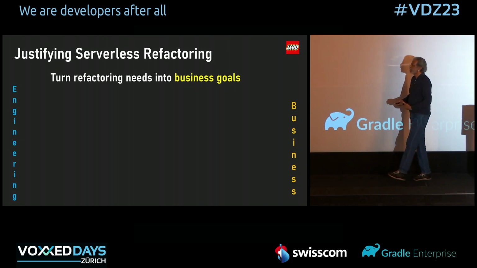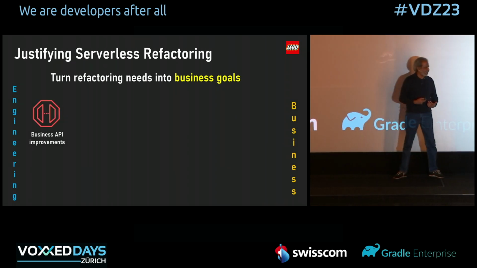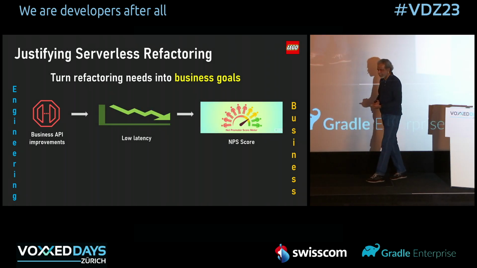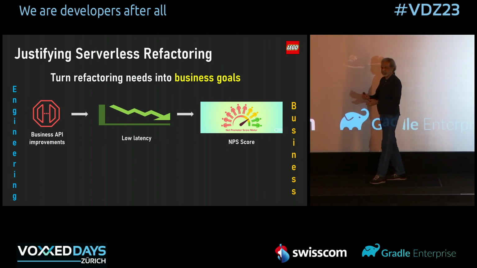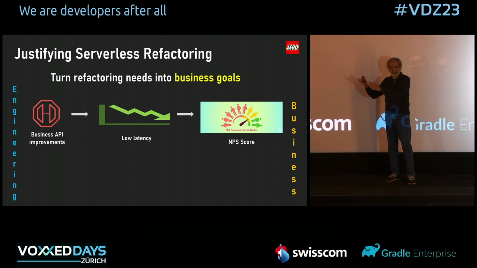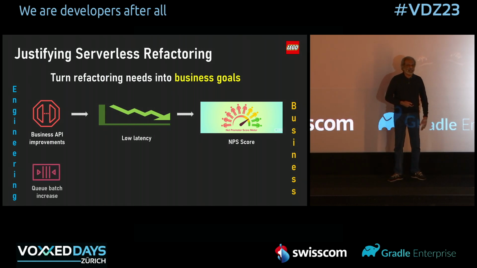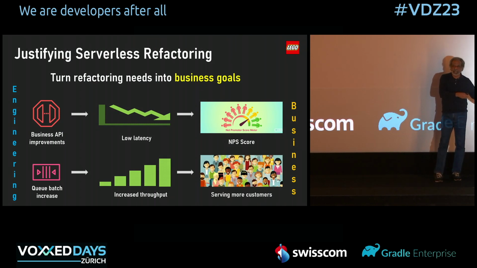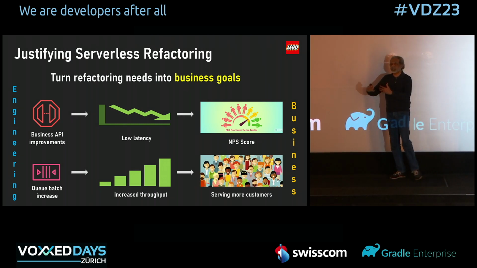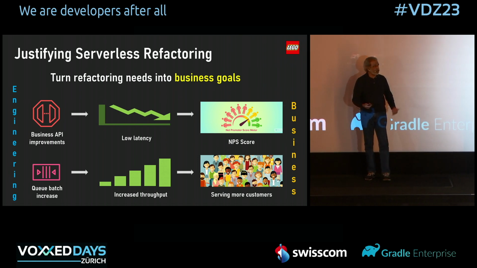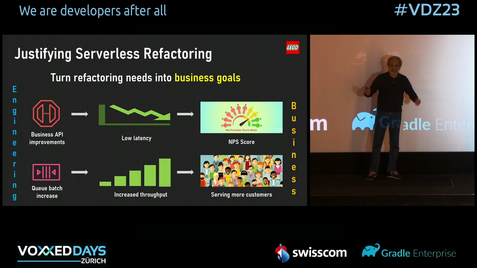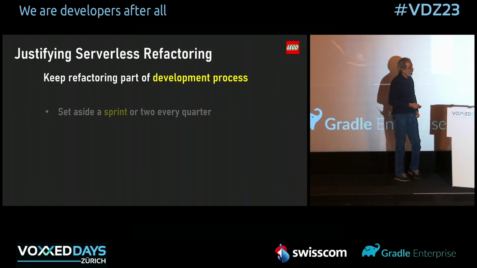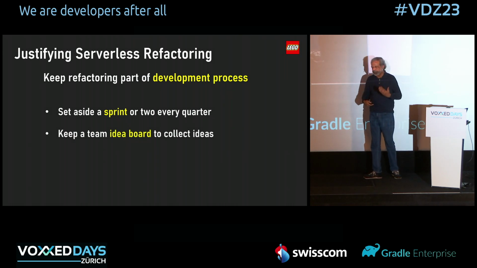Say, for example, if you're introducing a new API capability, what you can say is you're refactoring to reduce the latency. But for business, you can say that it's going to give you a better net promoter score or customer satisfaction. Same way, if you are now batch processing more messages because the cloud service you are using is now capable of giving you more, you can say, by the way, we can now serve more customers.